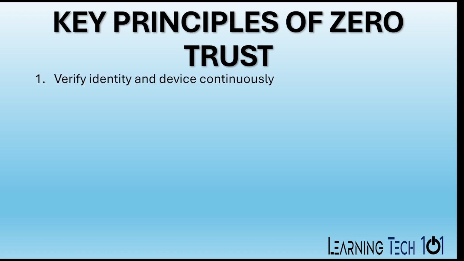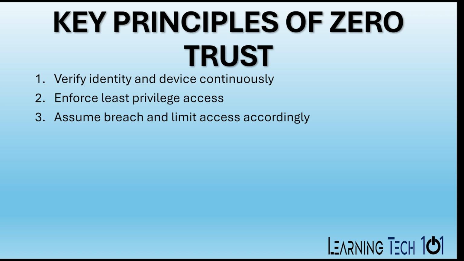Let's discuss the key principles of Zero Trust. First, to verify the identity of users and devices continuously to ensure they are authorized. Second is to enforce least privileged access. Users will only be granted the minimum needed to perform their tasks.